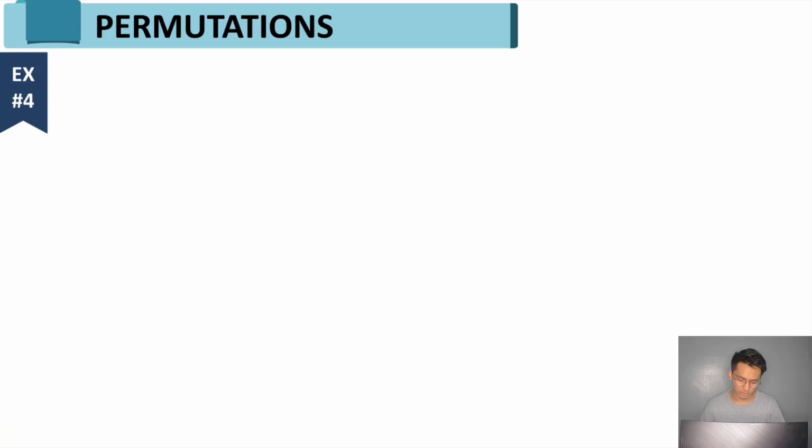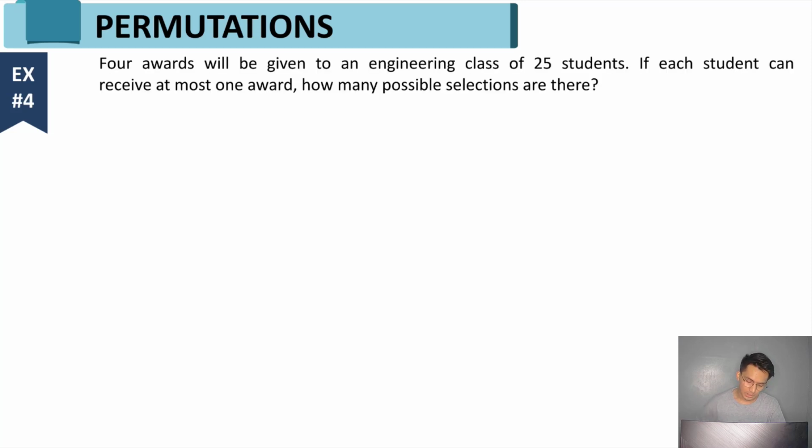Example number 4. For permutation of subsets pa din tayo. 4 awards will be given to an engineering class of 25 students. So, meron tayong 25 students, pero ang bibigyan lang natin na award is 4, random. If each student can receive at most 1 award, how many possible selections are there? n natin is 25. r is 4. So, we just use the formula.